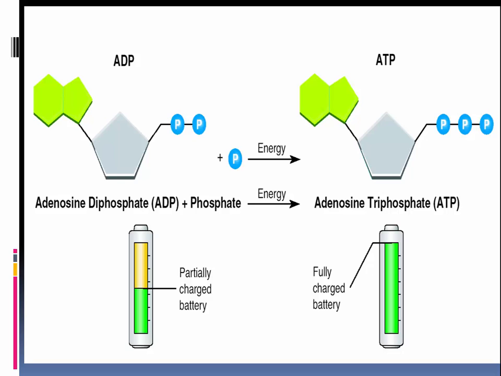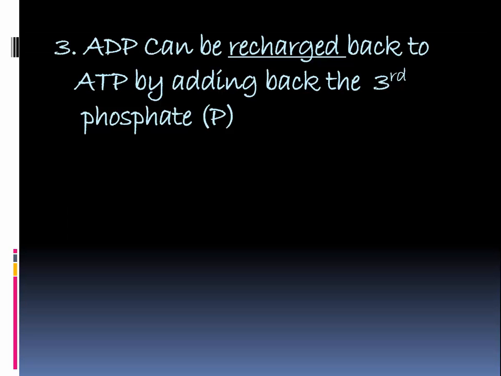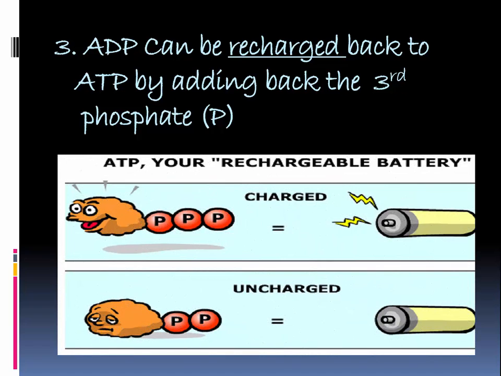And there's a continuous cycle that goes around in all of our cells, in all organisms, that as ATP changes to ADP, ADP can change back into ATP with a certain process, and therefore we can keep that energy molecule going in our cells and keeping it charged. So as I was saying, ADP can be recharged back to ATP by adding back that third phosphate. It's like recharging your battery.